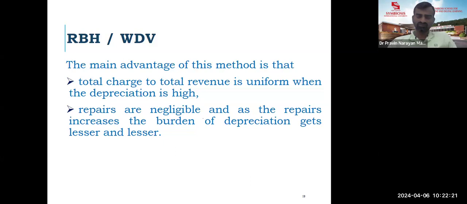Before we understand the example, let's see two main advantages of this method. The total charge to the total revenue is uniform when the depreciation is high. So a certain percentage will be charged every year on the written down value, or reducing balance, of that asset. This is helpful when the depreciation rate is high. In this method, the repairs are also negligible, and as the repairs increase, the burden of depreciation gets lesser and lesser. So these are the two main advantages.